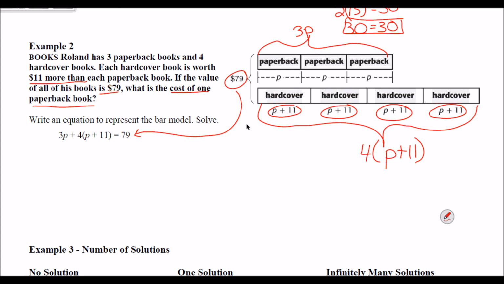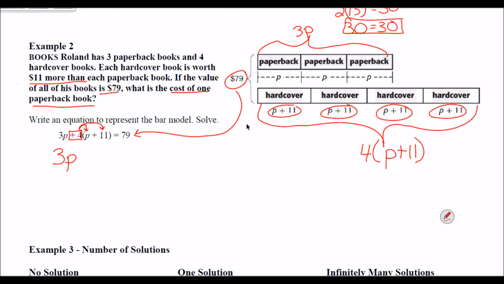So to get rid of those parentheses, we need to take the 4, and we need to multiply by each of the terms inside of the parentheses. So this 3P out in front has nothing to do with it, so it just drops down. Now, I am going to remind you that this sign out in front is important, because the plus sign tells us that we're multiplying by a positive 4.